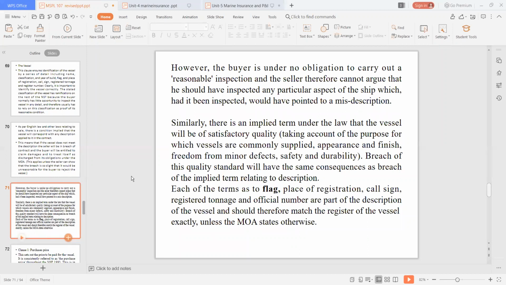However, the buyer is under no obligation to carry out a reasonable inspection, and the seller therefore cannot argue that he should have inspected any particular aspect of the ship, which, had it been inspected, would have been pointed out with the description.